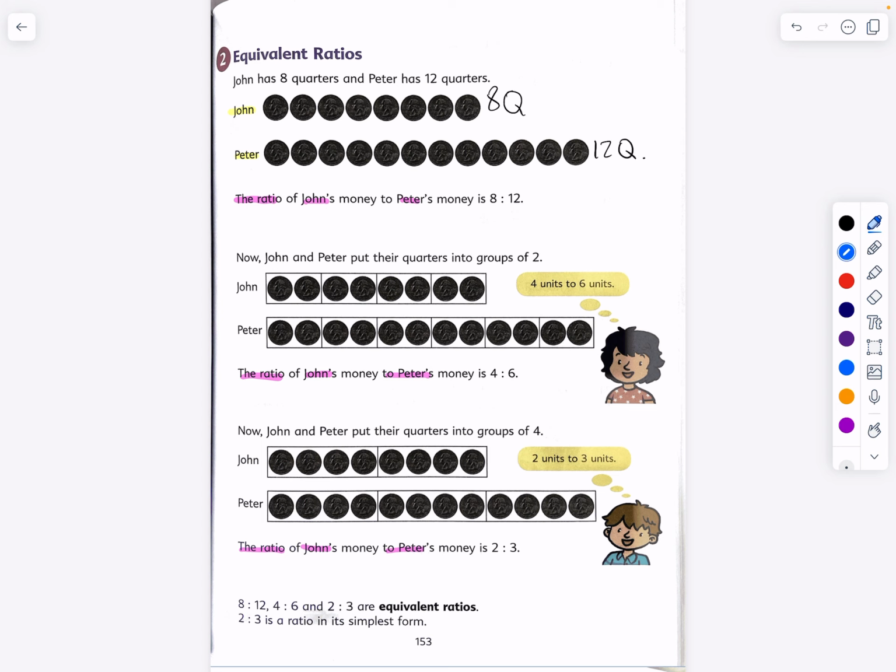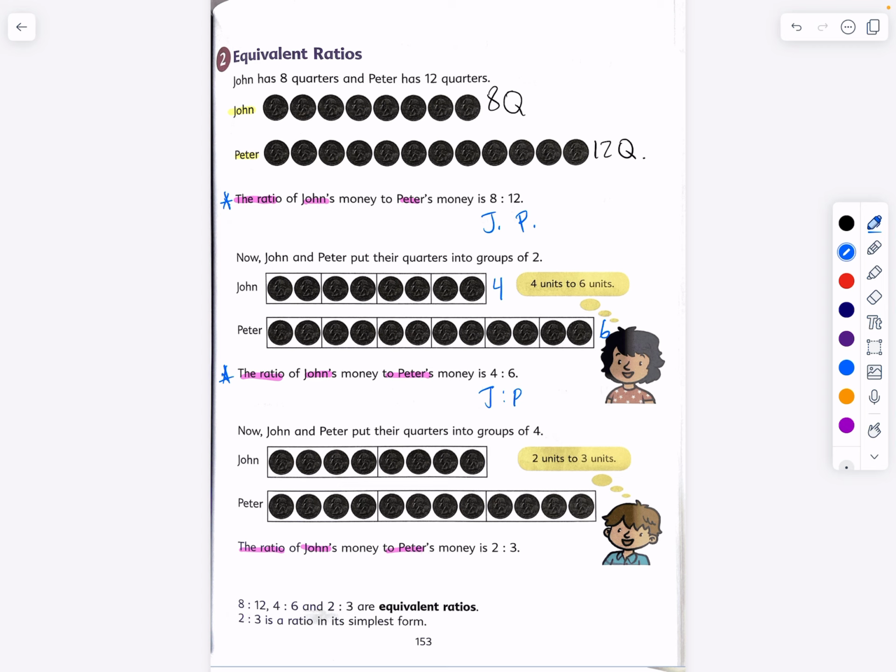Yes, of course, we learned how to say that. This is John's money and this is Peter's money. If we group their money, 8 and 12 respectively, into groups of 2, we can equally say that John has 4 groups of quarters and Peter has 6 groups of quarters. So we can also say that the ratio of John's to Peter's quarters is 4 to 6.